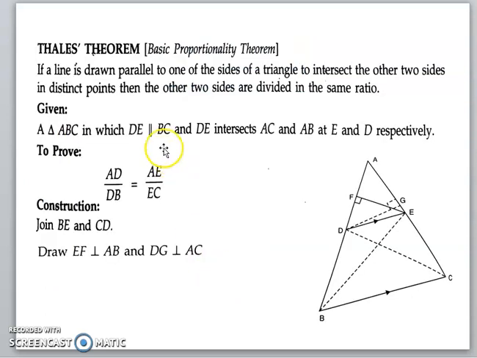So we'll begin with Thales theorem or basic proportionality theorem. The statement is, if a line is drawn parallel to one of the sides of a triangle to intersect the other two sides in distinct points, then the other two sides are divided in the same ratio.